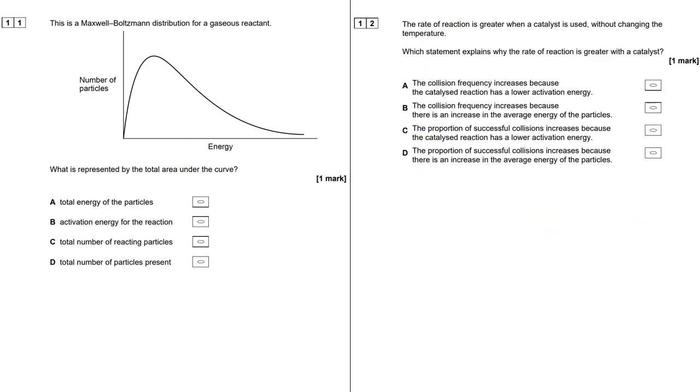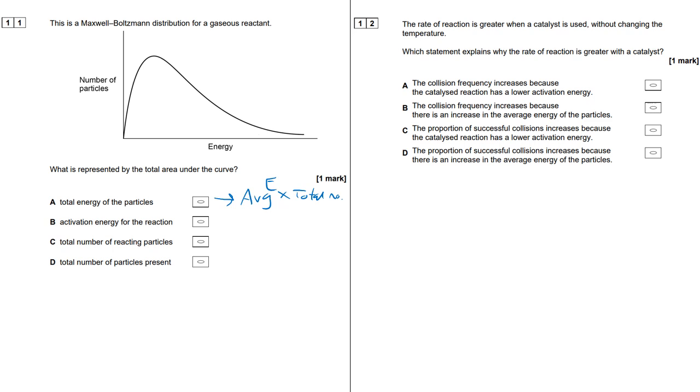Question 11. Maxwell-Boltzmann distribution for a gaseous reactant. So what's represented by the total area under the curve? This is one of the things you have to learn when you're studying the Maxwell-Boltzmann distribution. It is indeed the total number of particles present. But just going through the other options there, you've got total energy of the particles. That's something you don't have to learn at A level, but that would be the average energy of one particle multiplied by the total number of particles.